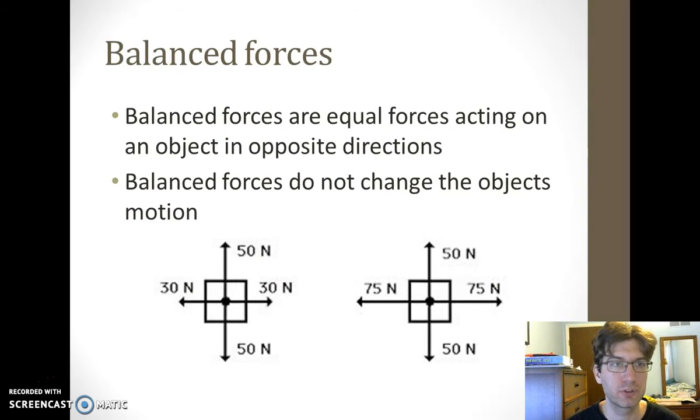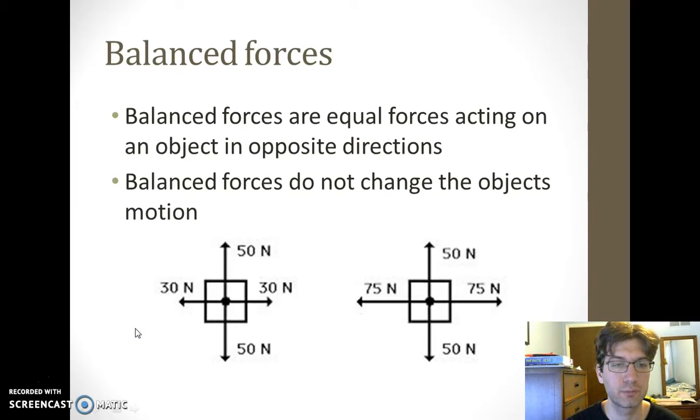So here are some examples of balanced forces. Here we have an object. We can assume it's just a box. It could represent whatever you want it to, but this here is just a box. And let's say we have two forces of 50 newtons acting in opposing directions and two forces of 30 newtons acting in opposing directions. Well, these two forces are going to cancel each other out, and these two forces are going to cancel each other out, making a net force of 0, and therefore a balanced force, and this object will not change its motion.